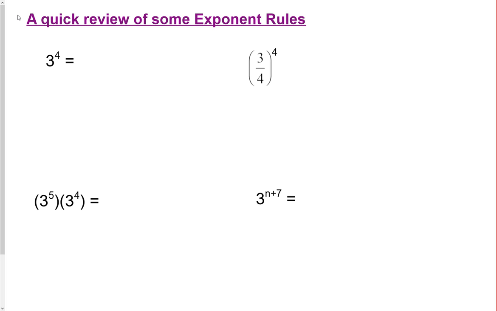All right, so we're going to begin with some of our exponent rules. We need to do a quick little review. I'd like you to have a calculator handy for this so you can actually plug these things into your calculator and make sure that you're getting the same thing as I am when we're going through these exponent rules.